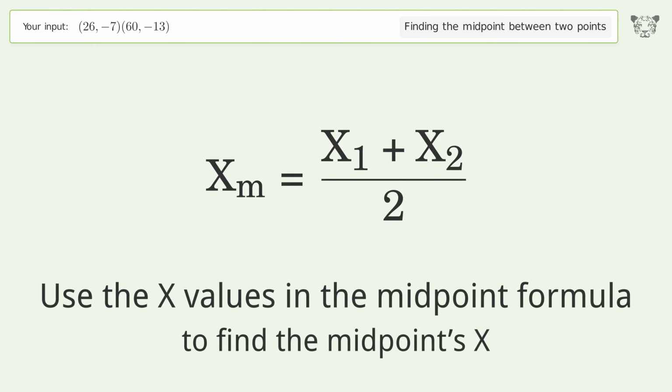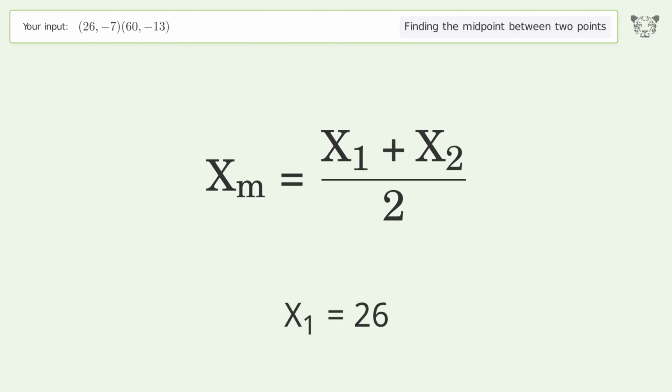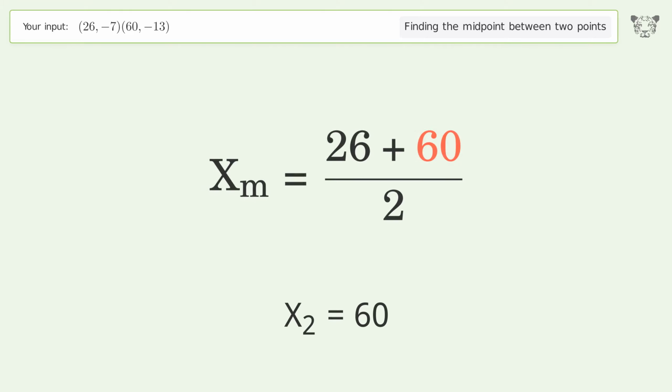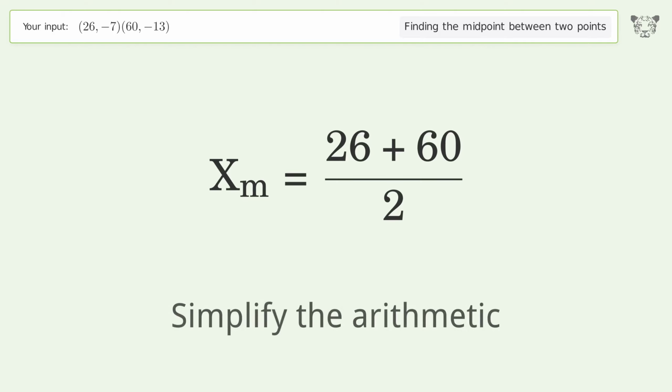Use the x values in the midpoint formula to find the midpoint's x. x1 equals 26. x2 equals 60. Simplify the arithmetic.